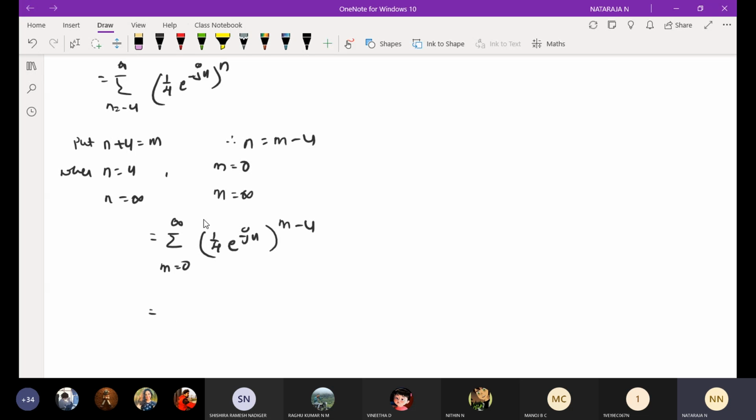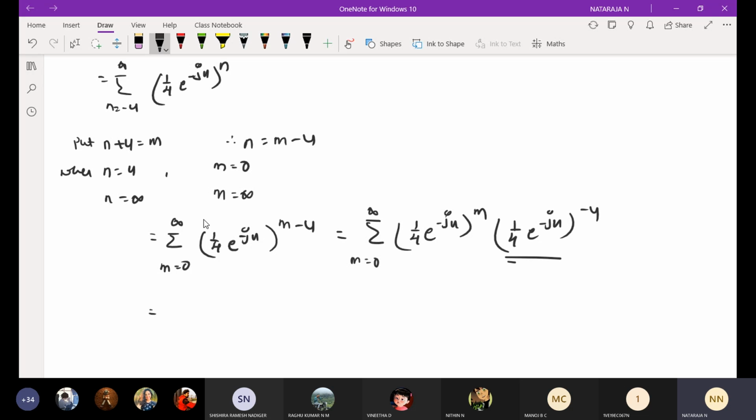Okay, I will write it here. Summation m is equal to 0 to infinity. Here two different terms. It is (1/4 e power minus j omega) whole to the power of m. Again (1/4 e to the power of minus j omega) to the power of minus 4. I will take this term outside, which means I will get (1/4 e power minus j omega) whole to the power of minus 4 into summation m is equal to 0 to infinity (1/4 e power minus j omega) whole to the power of m. For this you can apply the formula.